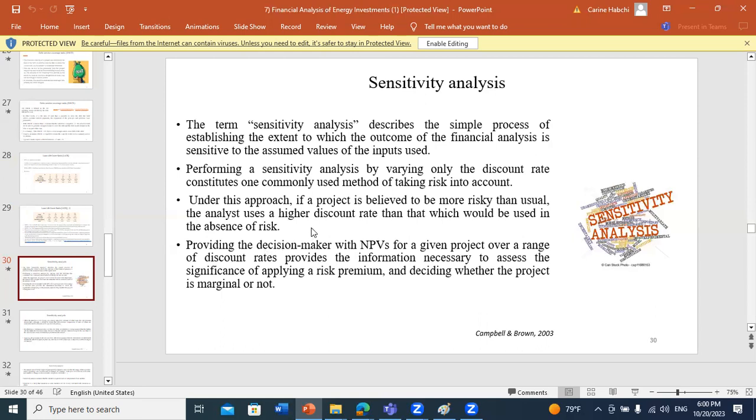So under this approach, if a project is believed to be more risky than usual, the analyst will use a higher discount rate than that which would be used in the absence of risk. Because when you have larger risks, you can consider I might have a reduction of income, so I should take into consideration a larger value of income. Now, providing the decision makers with NPVs for a given project over a range of discount rates will provide the information that is required to assess the significance of applying a risk premium and deciding whether the project is marginal or not.